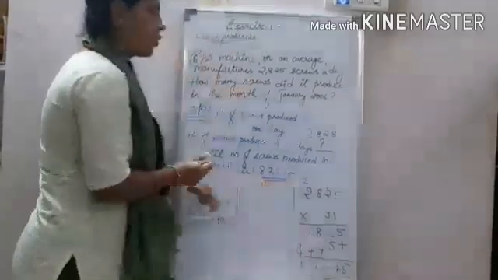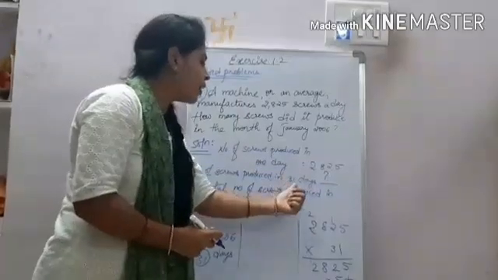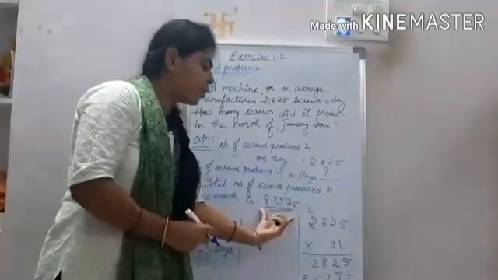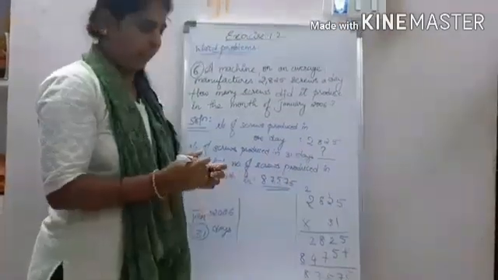87,575. Means for 1 day it is this much, so for 31 days, how many? That is, for 31 days you calculated that it is 87,575.